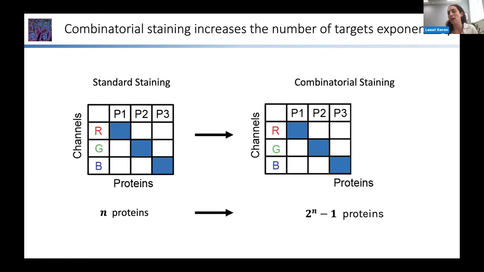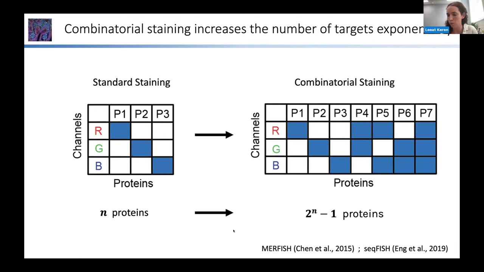On the other hand, if I use what is called combinatorial staining, I can actually increase the number of proteins. Now, not using just a single channel for each protein, but rather using a few channels. So for example, having protein 4 stained both on the red and the green channel, and having the red channel depict signals from proteins 1, 4, 5, and 7. If you apply combinatorial staining and you have N channels, now you can, using these N channels, measure 2^N proteins, which means that you've exponentially increased the number of proteins that you can image.